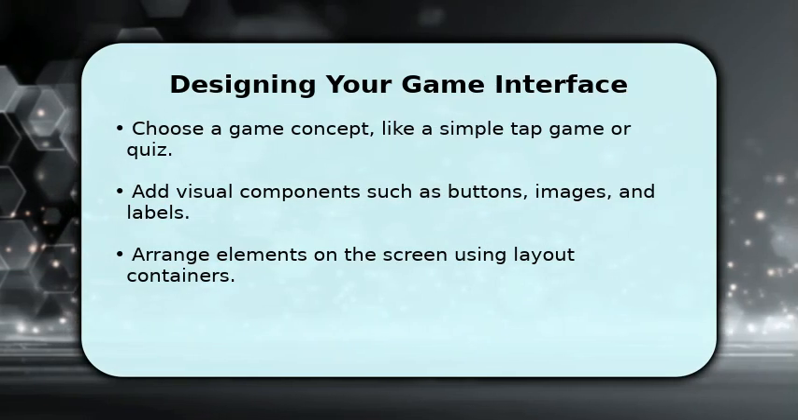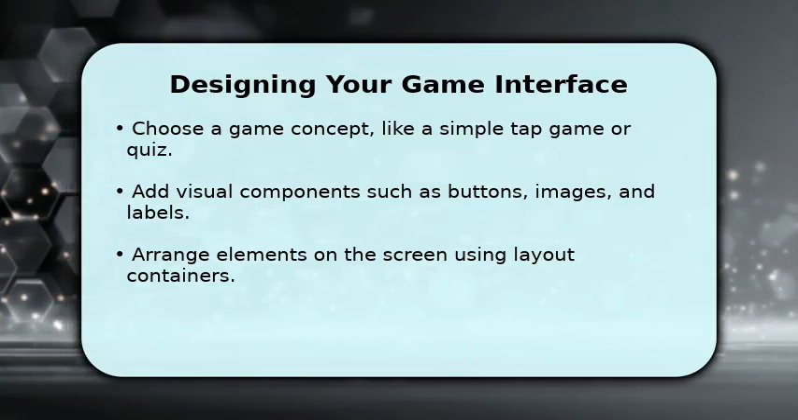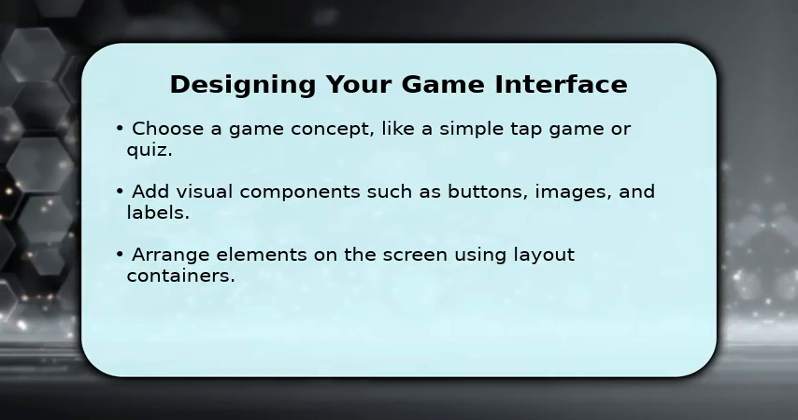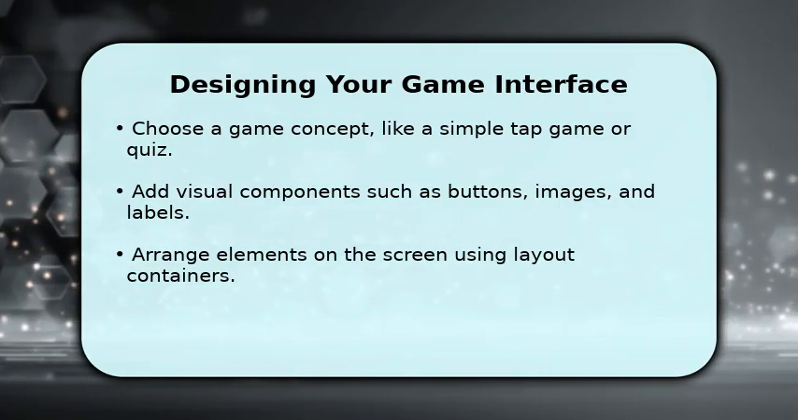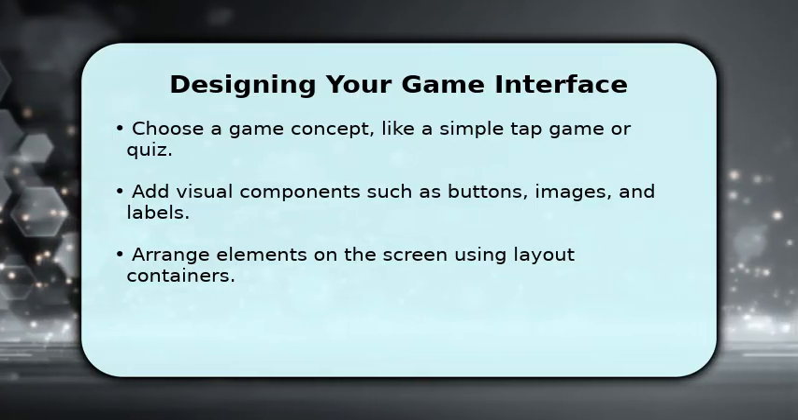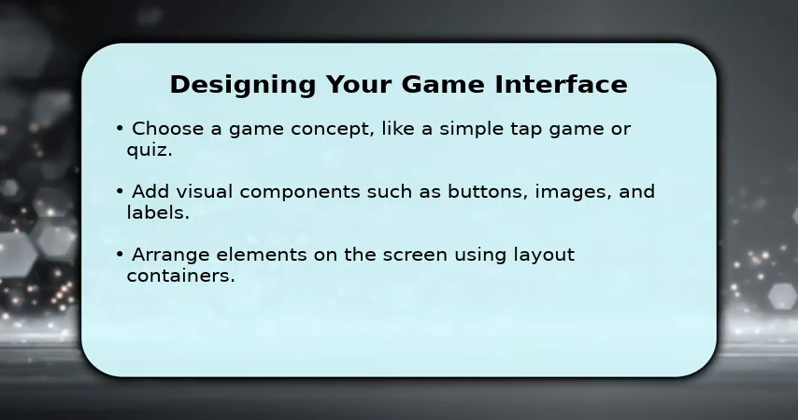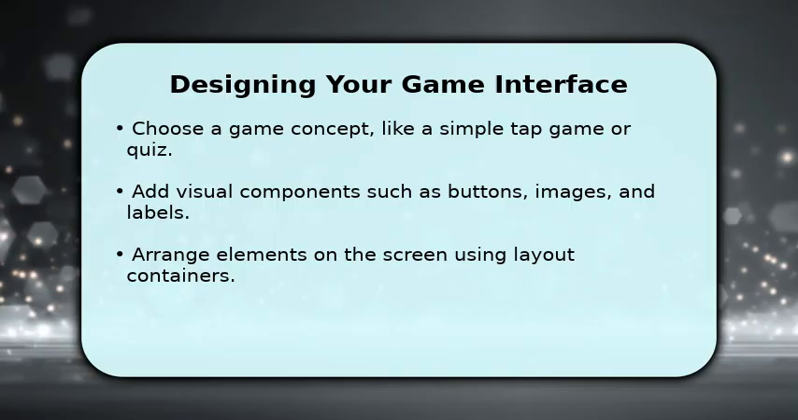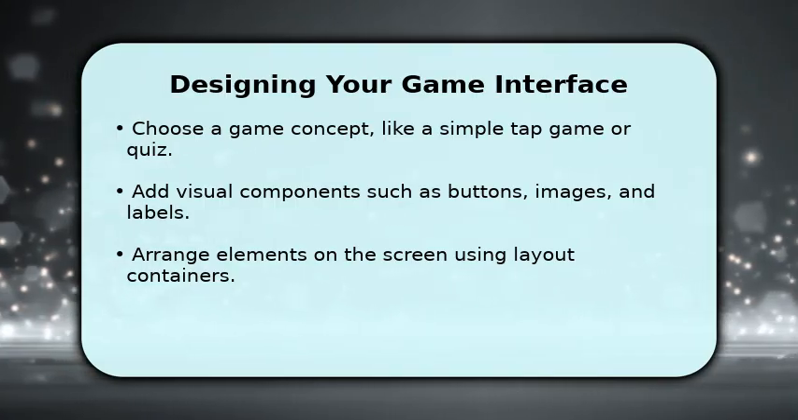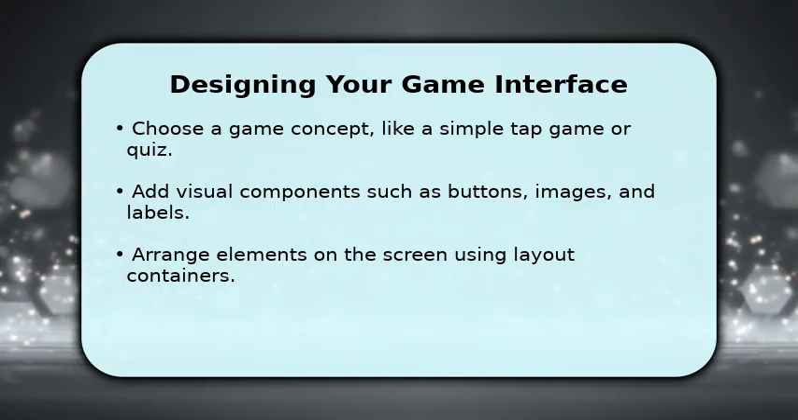Once you have a game idea, the next step is to design your interface. Think about what your players will see and interact with. Thunkable offers a wide array of visual components, like buttons, images, and text labels, which you can simply drag onto your screen. Arrange these elements using layout containers to create an organized and visually appealing game environment. Customizing colors, fonts, and sizes helps make your game unique and engaging for players.